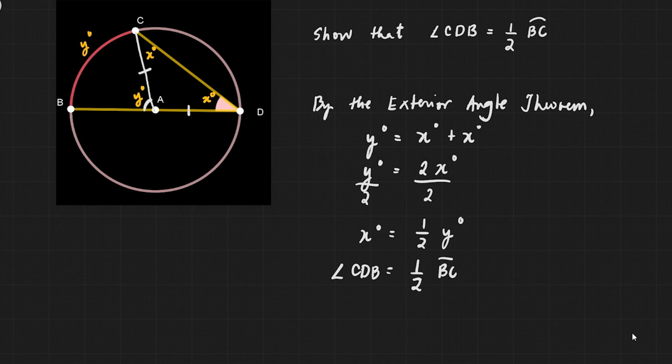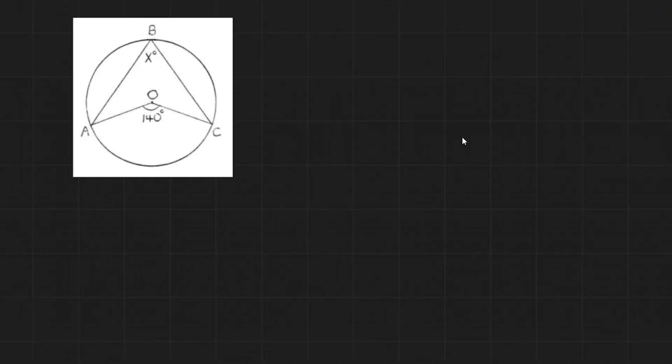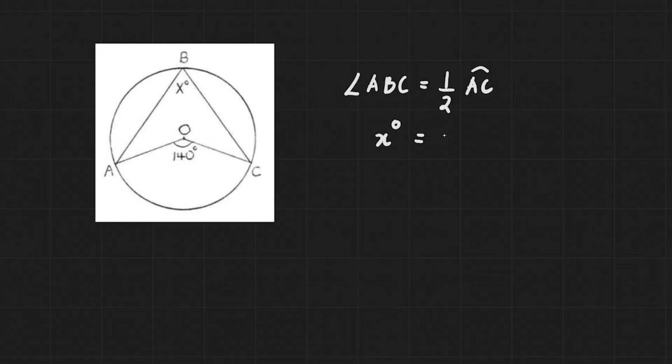Let's have some examples. Let's have example number 1, and all we have to do is to look for the value of x. Remember, the measure of the inscribed angle is equal to 1/2 of the intercepted arc. So in this case, angle ABC, which is the inscribed angle, is equal to 1/2 of the intercepted arc, which is arc AC. But the problem is, we don't have the measurement of arc AC yet. We know that angle ABC is x. We don't have the measure of AC, right?